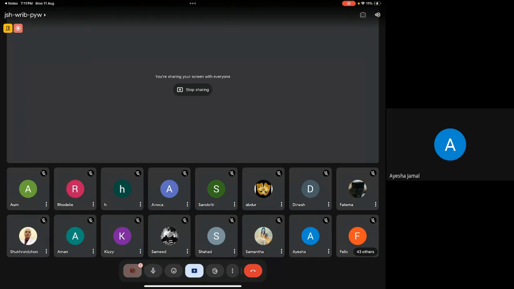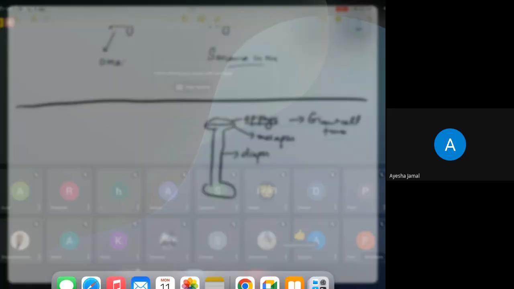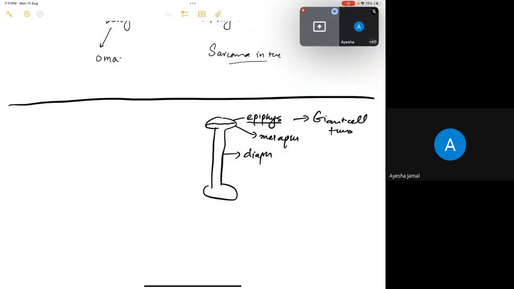Hello? Can you guys hear me? Okay, that's great. So we were discussing giant cell tumor, right? We discussed it's going to be mostly present at the epiphysis, which is above the metaphysis, right? It's the only tumor which is going to be found here, right?